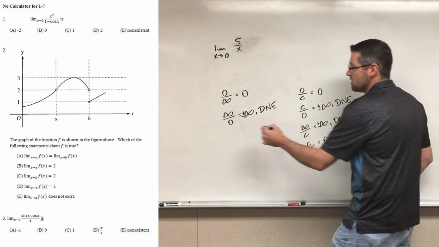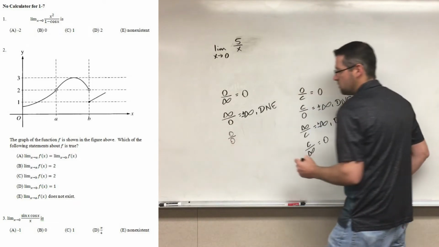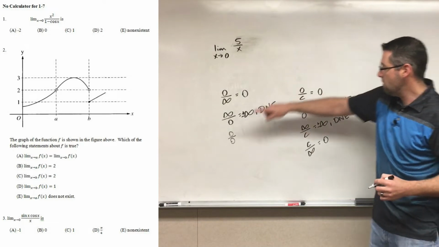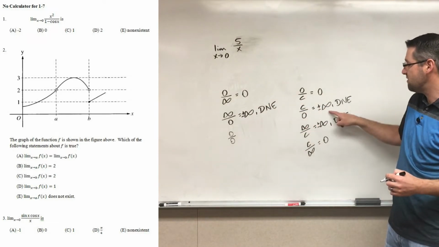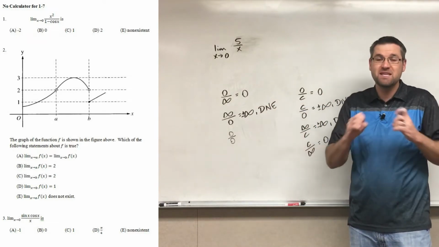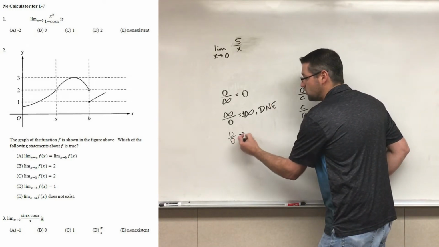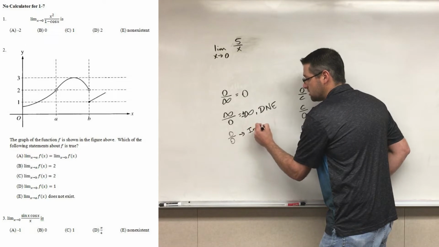The problem is when I get 0 over 0. You see, the top thing is saying that the answer should be 0. The bottom thing is saying the answer should be infinity. Those are two separate answers. They disagree with one another. So therefore, based on this information, that's when we say we have indeterminate.